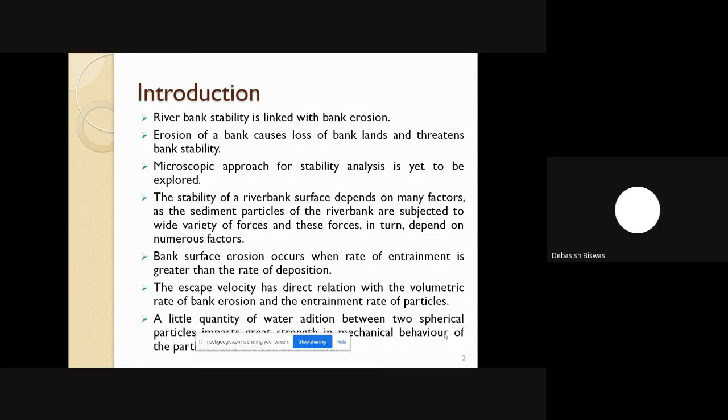When erosion starts, to calculate the bank erosion or bank stability, escape velocity is a huge factor. What is escape velocity? Escape velocity of the particle is the main parameter to calculate the rate of entrainment. Escape velocity is the key parameter to quantify the bank erosion.